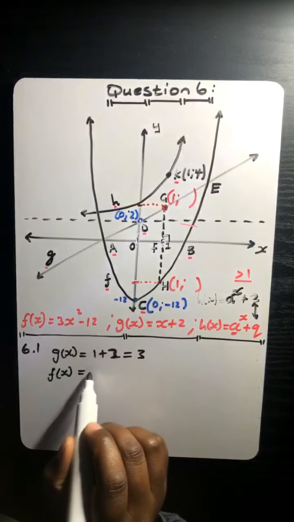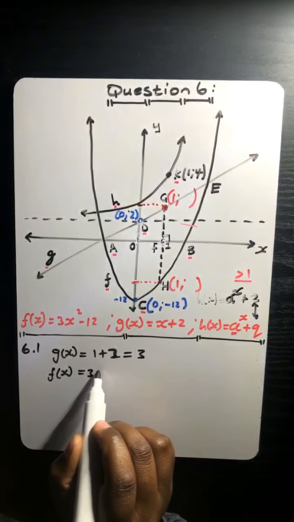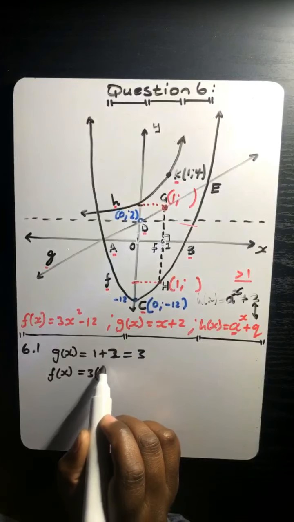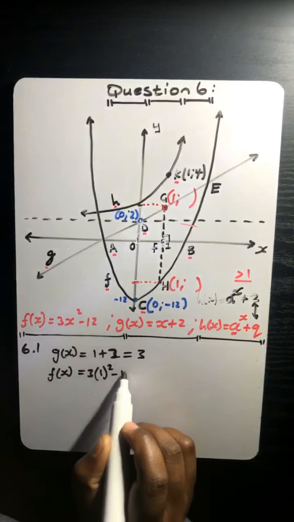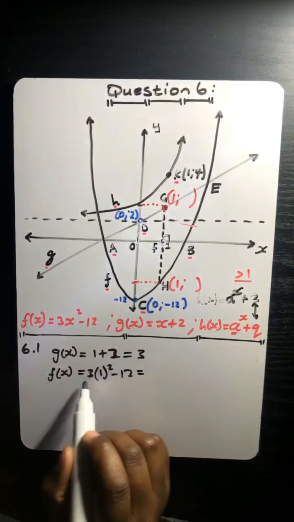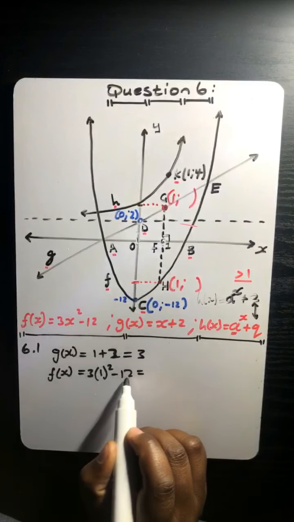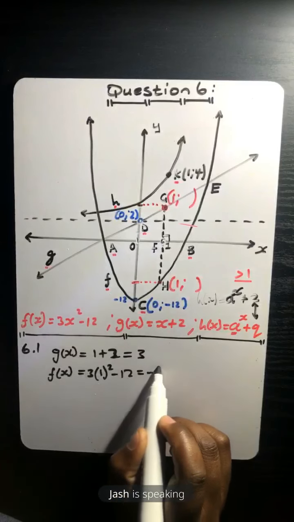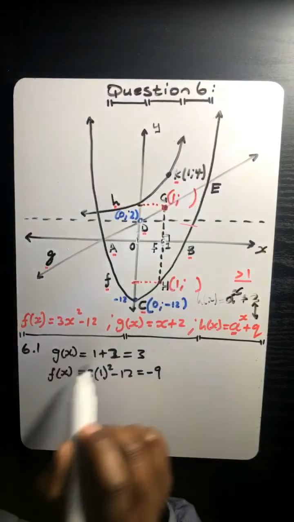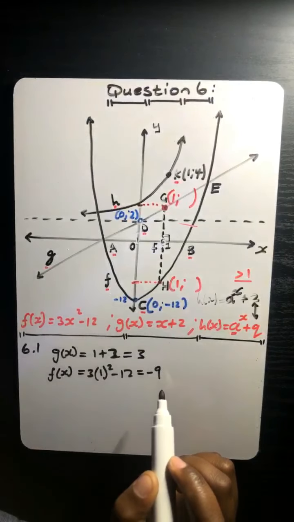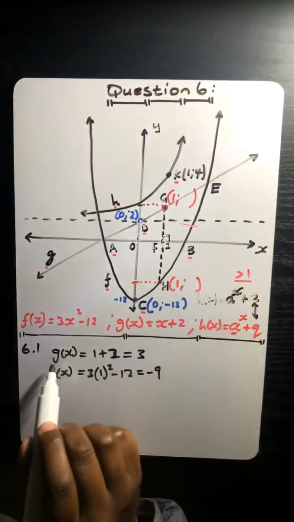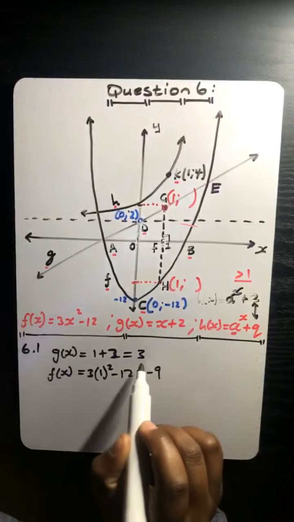So let's now go to f of x. For f of x, you are having 3 times what? Obviously, x we know is 1, minus 12. Then you punch all of this. What are you getting? You end up having negative 9. So my question was, for which function, which value did you get? What I expected from you guys is to say, for g of x, I got 3.